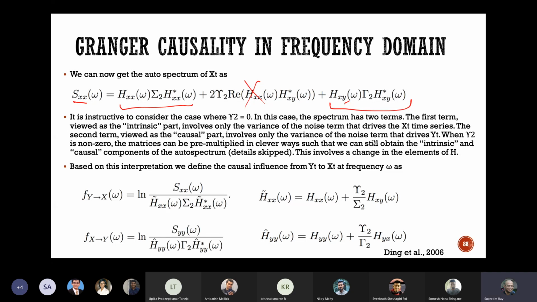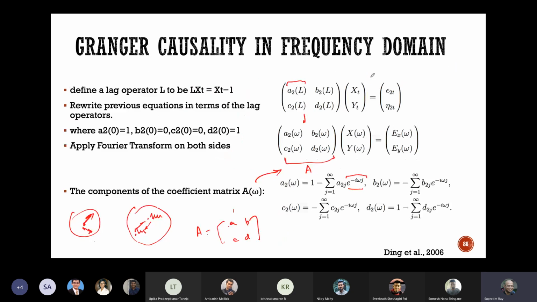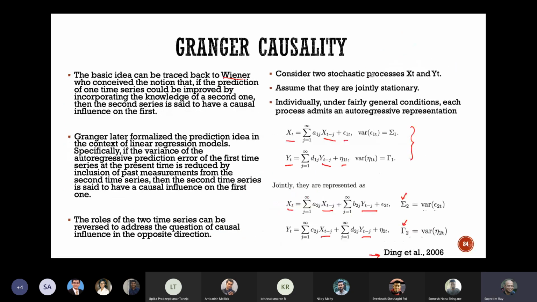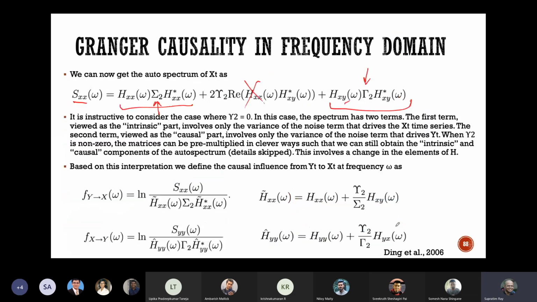The first term is viewed as an intrinsic part, involves only the variance of the noise term that drives the xt time series, this one. The second term, which is viewed as a causal part, involves only the variance of the noise term that drives yt. See that? This is the noise term that is driving yt. It's the eta, the variance of eta 2. So the energy, the spectrum of X, actually has an intrinsic component and a causal component.